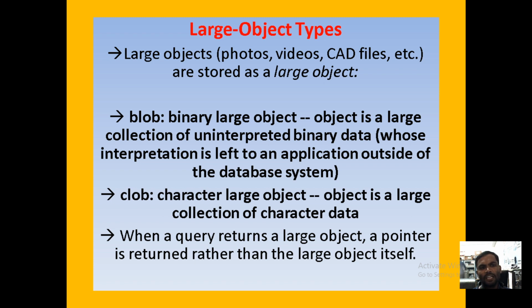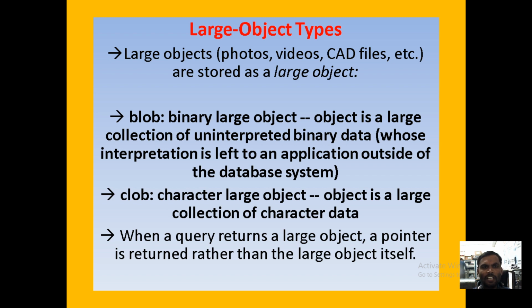Now under the LOB, we have the BLOB, binary large object. If you want to store data in the format of binary zeros and ones, we can take a BLOB, binary large object. A BLOB is a very large collection of uninterpreted binary data, stored in the format of zeros and ones, whose interpretation is left to the application outside of the database system.